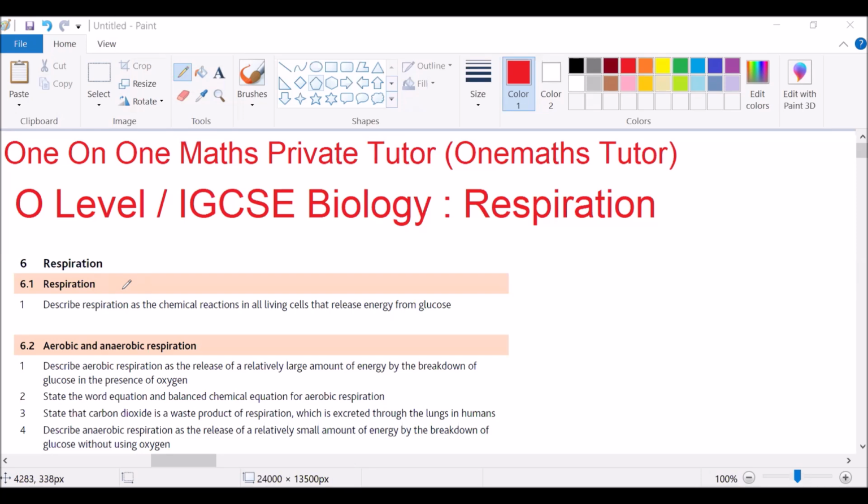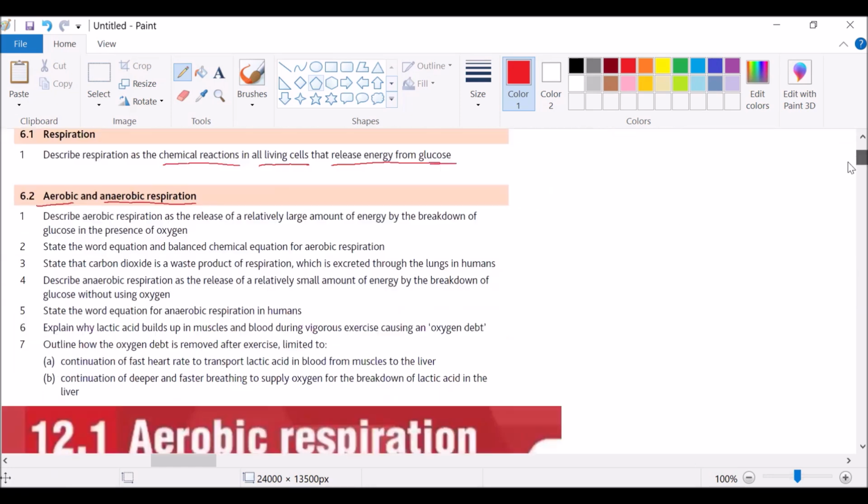Today we are looking at O-Level and IGCSE Biology for Combined Science and Pure Biology. The topic is respiration. Respiration is the chemical reactions in all living cells that release energy from glucose. There are two types of respiration. We have aerobic respiration and anaerobic respiration.